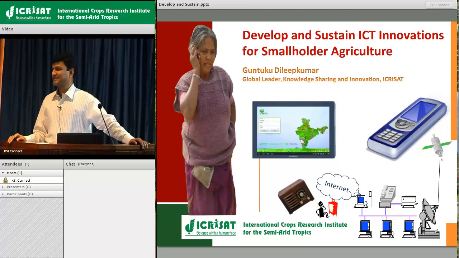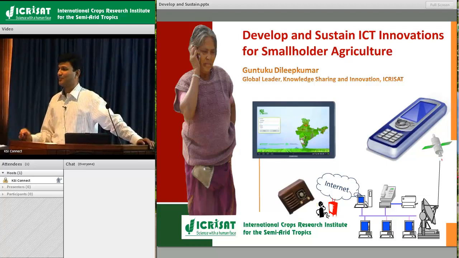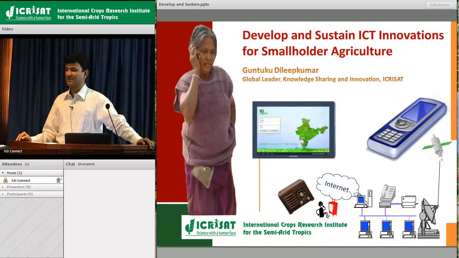Because ICTs can be anything. Sometimes that may be one technology, sometimes a combination of technologies. But what we need to understand is what works in a given situation. For example, when we started our work on ICTs, we were using computers here in India, but we were using community radios in Africa, because those were the ones people accepted.